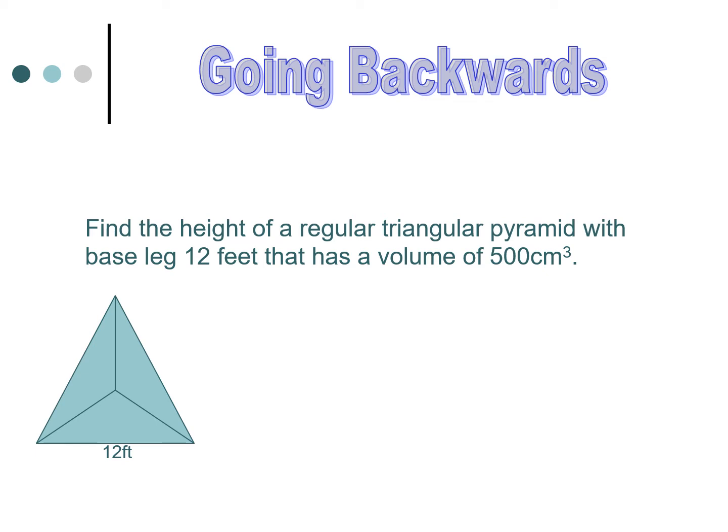Let's go ahead and write the volume equation. Volume equals 1/3 area of the base times the height. Now we have to find the area of the base. Oh, before that, we can go ahead and plug in the volume that we already know, which is 500. Now let's find the area of the base. There is the base. It is 12 feet all the way around. Remember, that's what regular means. Regular means that all the sides and all the angles are the same.